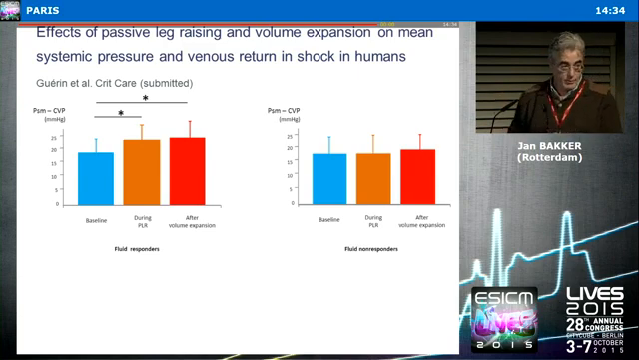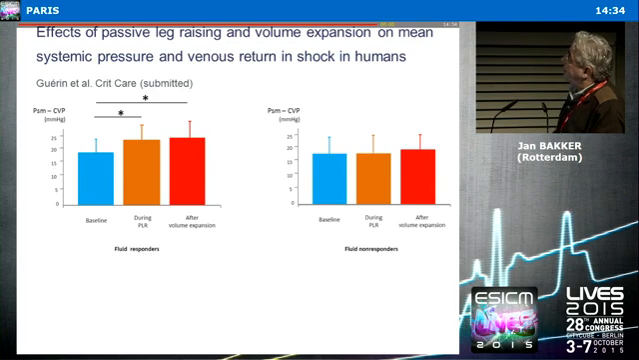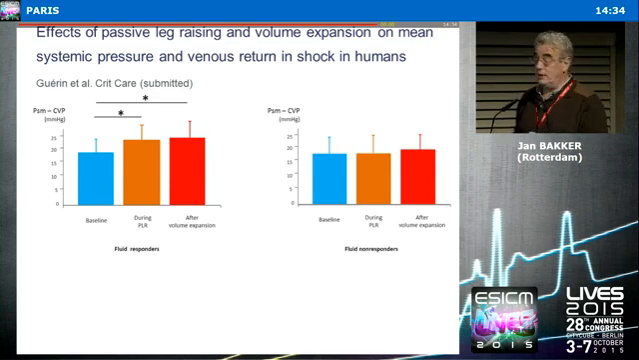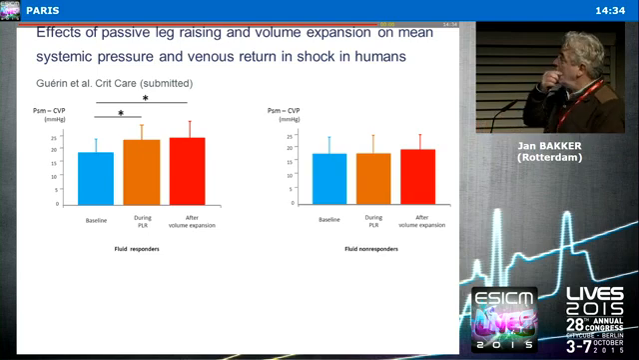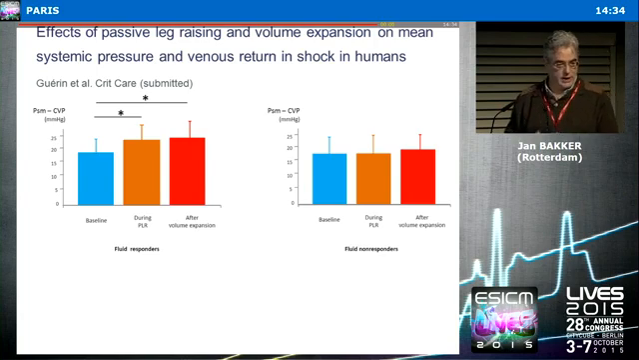Well, Xavier Monet just submitted this paper to Critical Care, and I'm very grateful that I can use his slide because it's unpublished work. They used the calculation of mean systemic filling pressure using the inspiratory hold, so a completely independent method. And they looked at passive leg raising and fluid resuscitation as well, like we did using the algorithm. And they found exactly the same. This is in shock, but they found exactly the same.